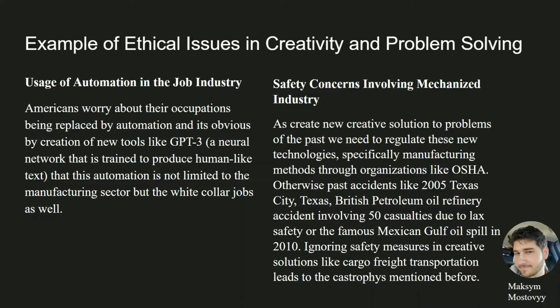As we create new solutions to problems in the past, we need to regulate these new technologies through organizations like OSHA. Otherwise, there will be accidents like the 2005 Texas City, Texas British Petroleum oil refinery, where 50 people died due to lax safety concerns, or the famous Mexican Gulf oil spill in 2010. A lack of precautions for these new innovative solutions, like freight transport over water for oil in this example, can cause huge ecological disasters, which was the Mexican Gulf oil spill.